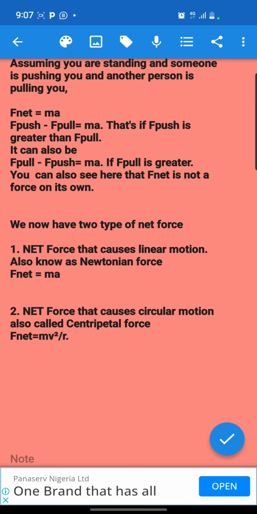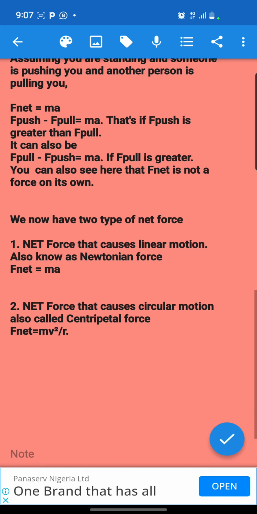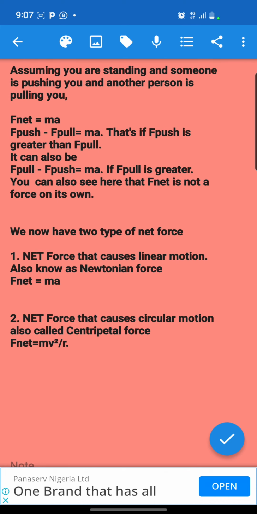Another is the net force that causes circular motion, also known as centripetal force. That's F net equals what? mv squared over r. In the next class we'll do calculations, and you'll see the application of net force.